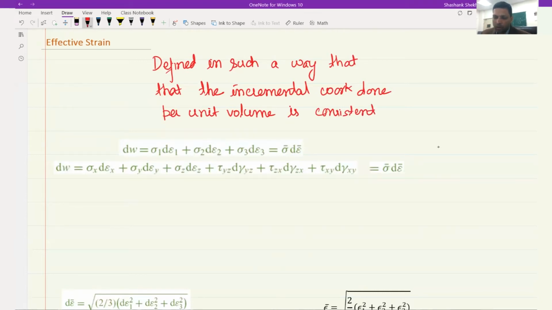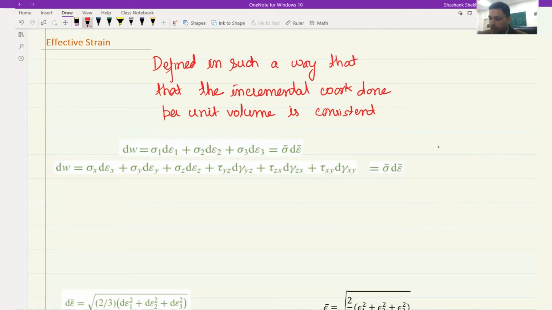Consistent meaning, if you take the individual direction, principal stress, principal strain in the 3 direction, and the total stress, total strain in the incremental format, then these two should match. So the relation for effective strain must come from this, and this is the same equation written in the more general format for the stresses. So here it was in principal stresses, here it is written in general format, and in both cases the total work done, assuming an incremental strain, should come out to be consistent with each other.